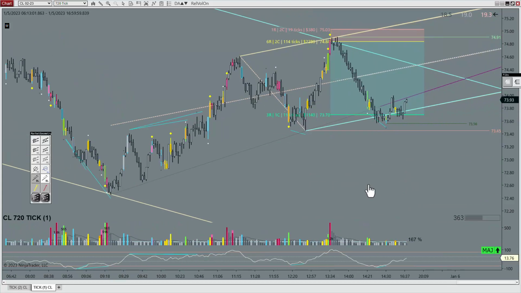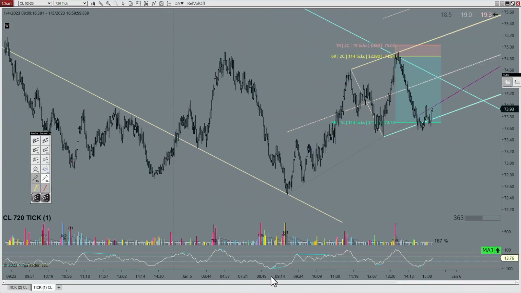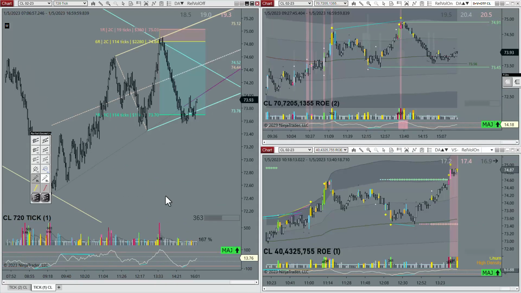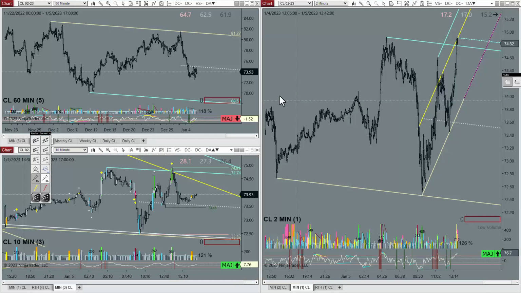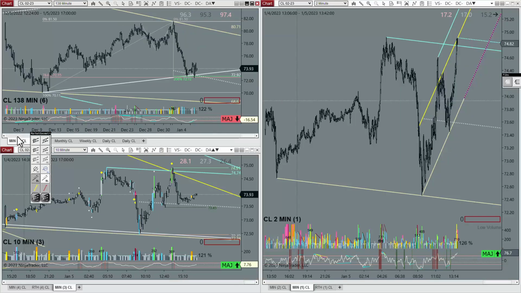So pretty cool, huh? If you didn't want to hold overnight, which in this case I wouldn't have, just because of the fact that we've already turned up strong from those areas on the hourly chart or 138-minute chart, that upsloping lower median line, that 78.6 retracement. So, yep, that's it for crude.